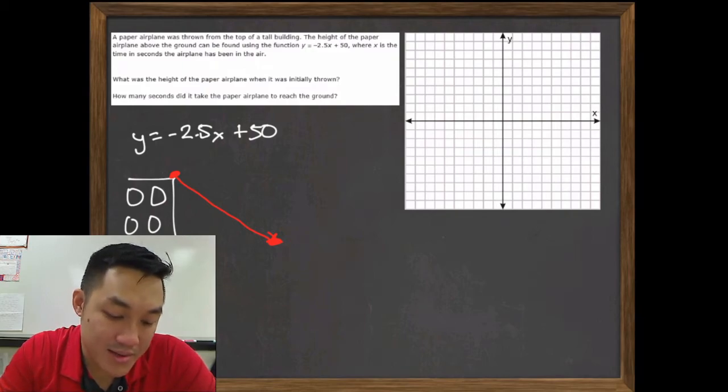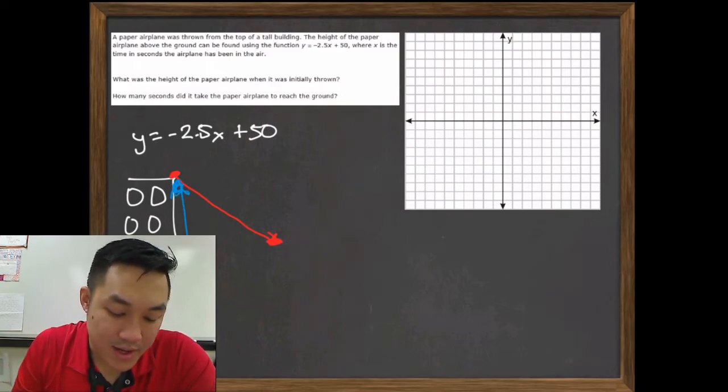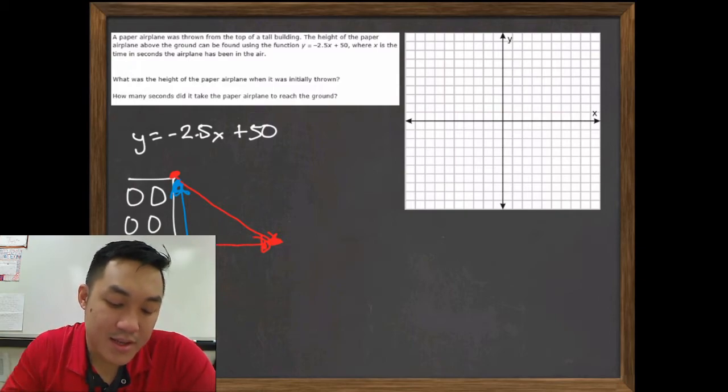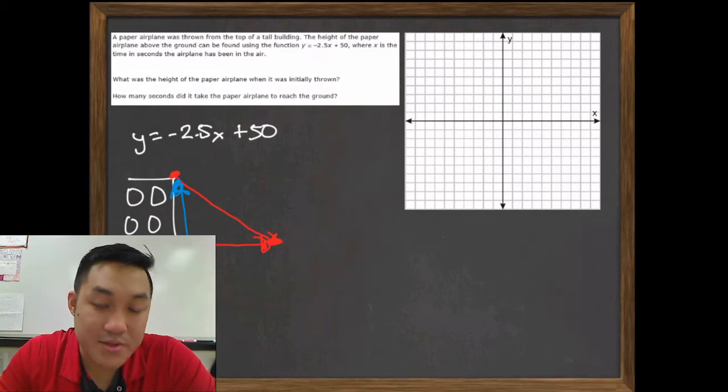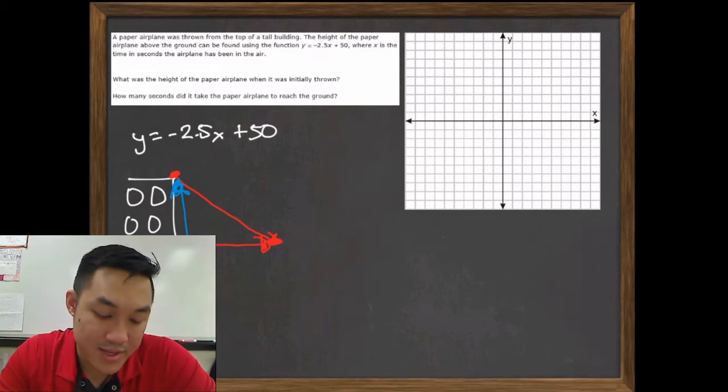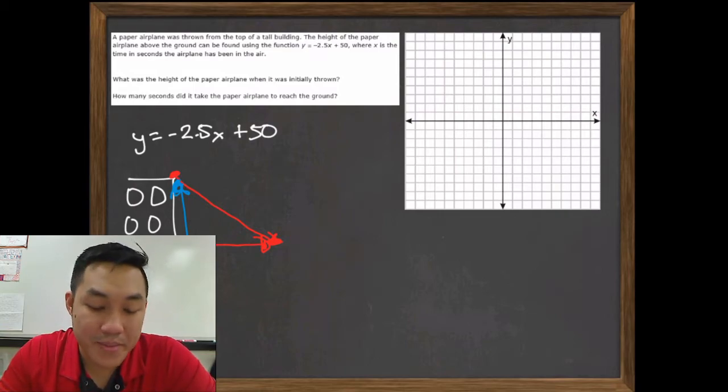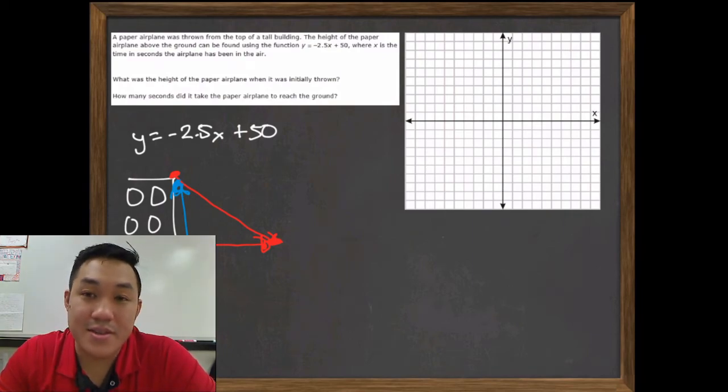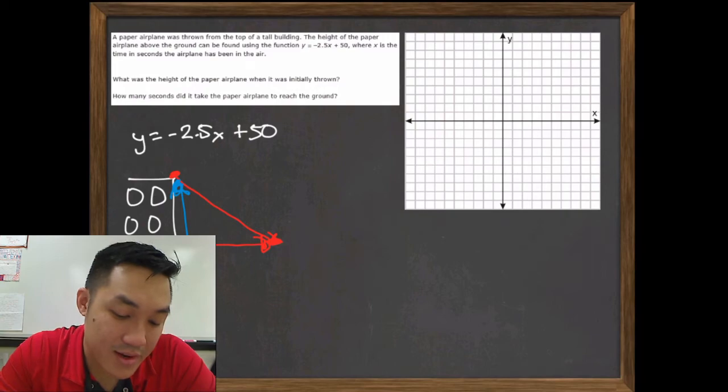the height was. So the initial height, the height the airplane was thrown from. And you also got to find how long it took for the plane to reach the ground. So notice how I need to find the height, but also the time, the number of seconds till it hit the ground. So there's two things you got to find out here.